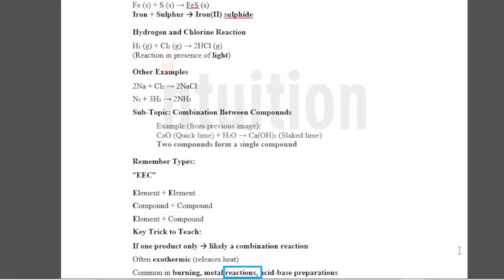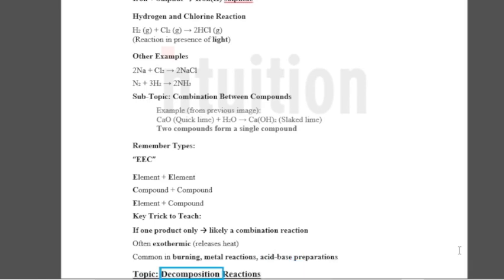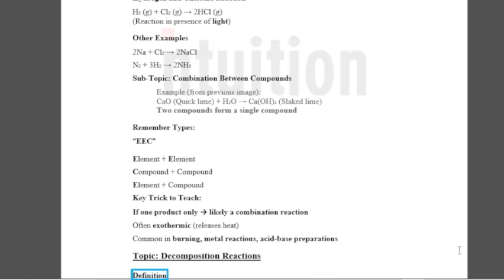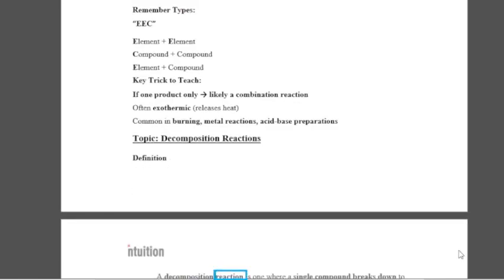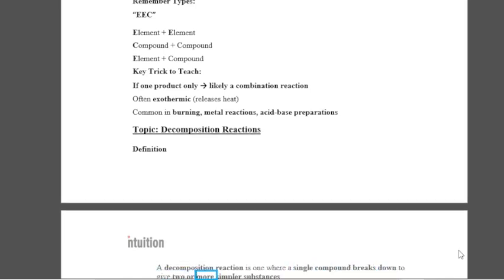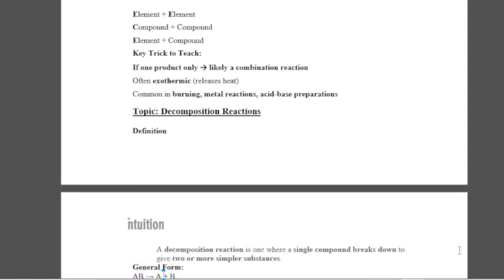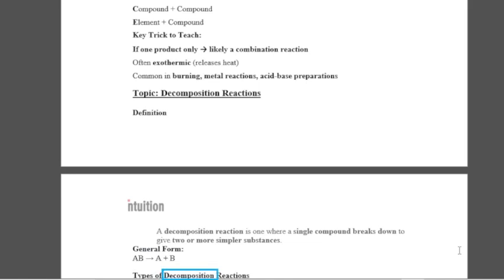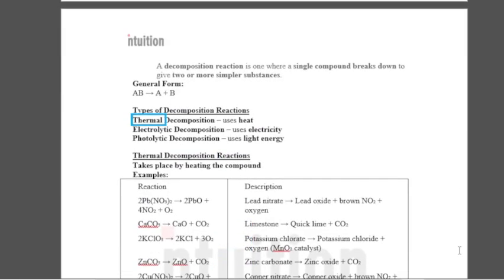Common in burning, metal reactions, acid-base preparations. Topic: Decomposition reactions. Definition: a decomposition reaction is one where a single compound breaks down to give two or more simpler substances. General form: AB gives A plus B. Types of decomposition reactions: thermal decomposition uses heat, electrolytic decomposition uses electricity. Photolytic decomposition uses light energy.